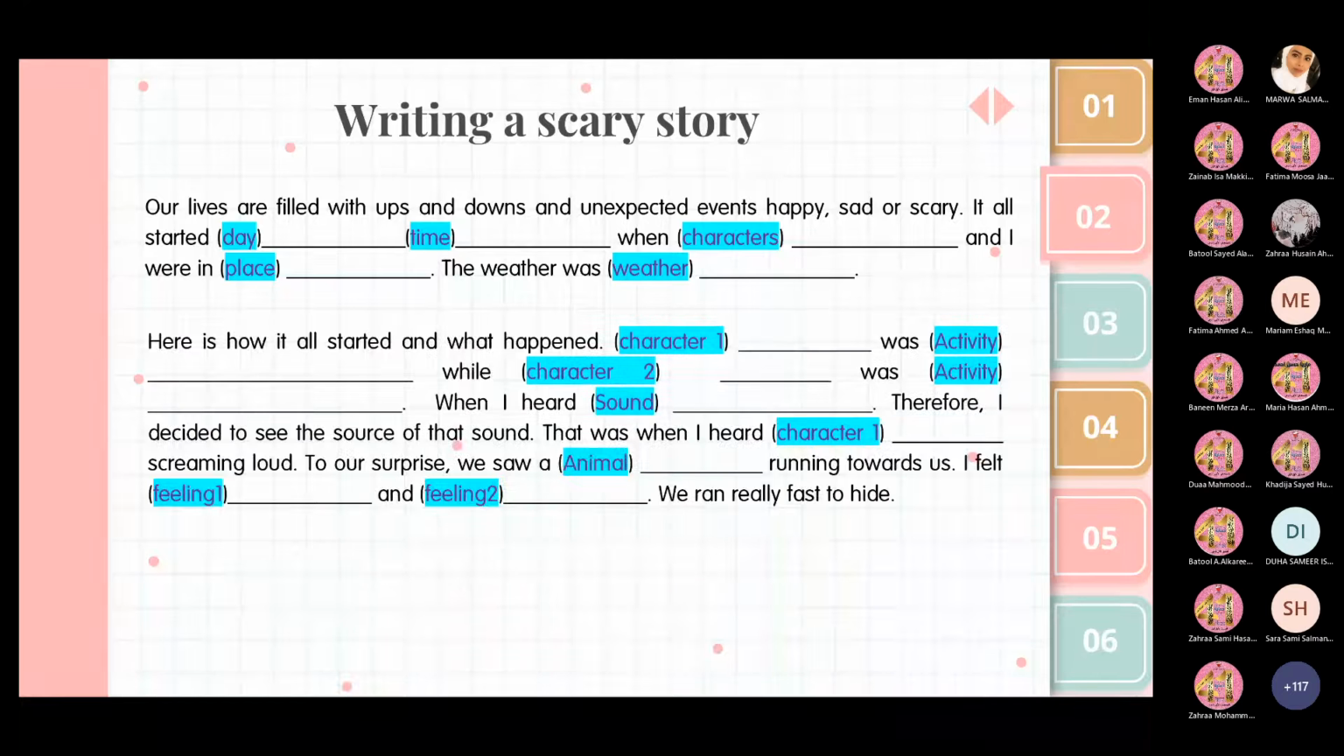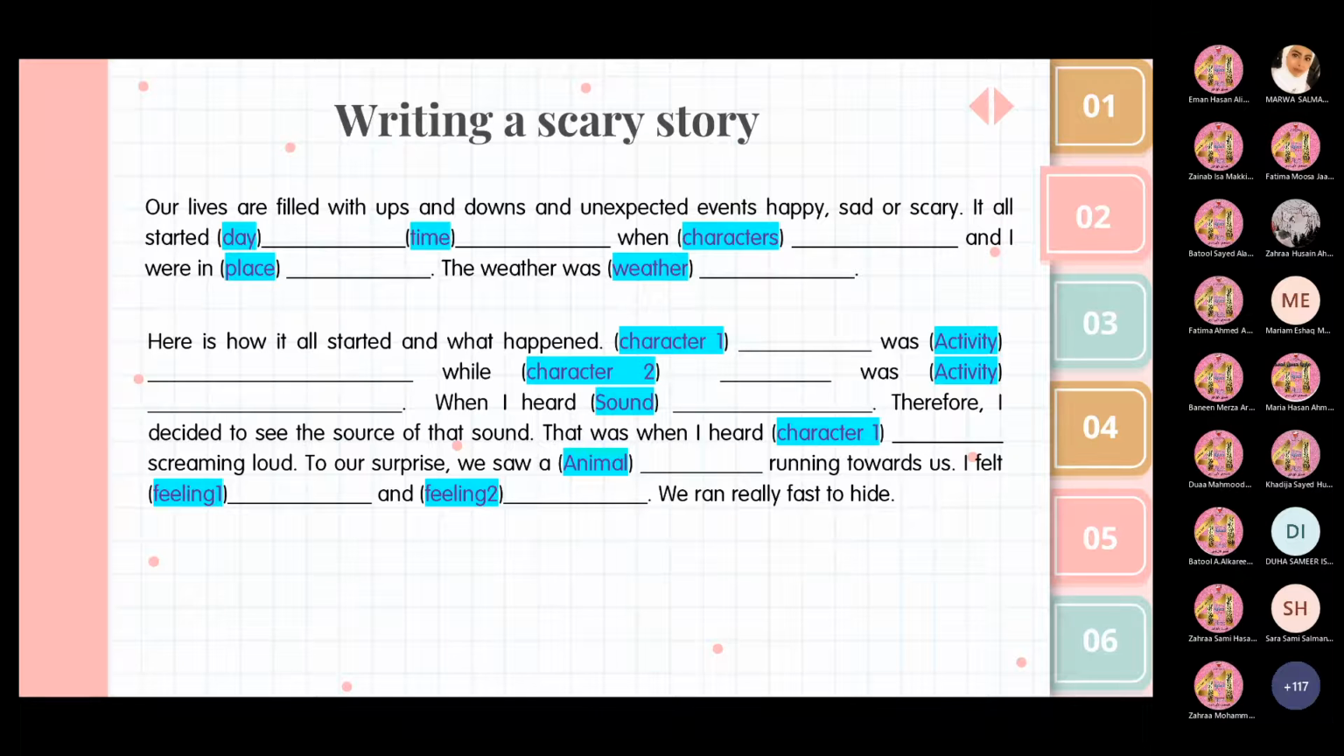Let's go for the body. In the first blank, write a name of a person to represent character 1 and describe what he was doing in the other blank. Then choose a name to represent character 2 and describe what he was doing. After that, fill in the blank with something you can hear. Next, re-mention the name of character 1, then write a name of an animal of your choice. Finally, fill in the blanks with describing your feelings. For example, Noor was taking photos while Sarah was cooking when I heard a loud noise.